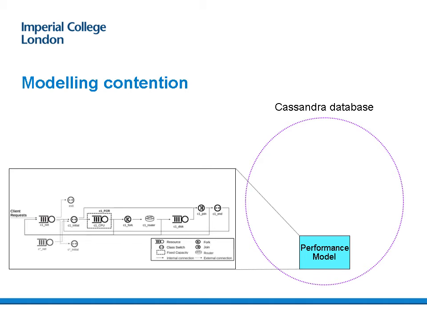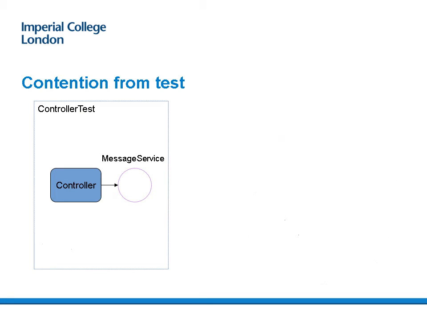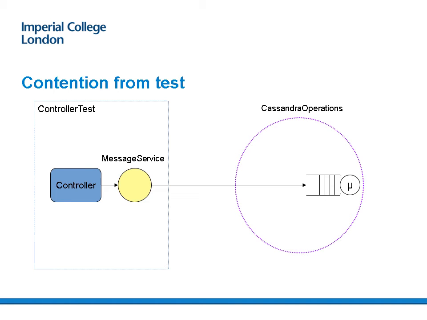So now that we have a model that can capture contention, we need some way of being able to generate concurrent load. Remember that in our original test, we used a mock of message service. But let's say we want to use the Cassandra model that I've just shown you. Instead of creating a mock for message service, we create a mock for Cassandra operations, and then we plug in that queuing network model, and then we use that mock of Cassandra operations to make a real instance of message service.